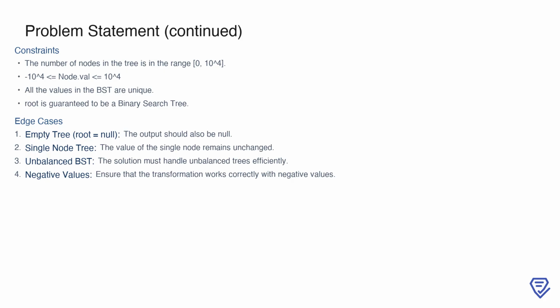Finally, let's review some important constraints and edge cases. The number of nodes in the BST can range from 0 to 10,000, so the solution must be efficient enough to handle large trees. Node values can range from -10,000 to 10,000. And since all values in the BST are unique, there's no risk of duplicates complicating the transformation. In edge cases such as an empty tree, the output should also be null. For a single node tree, the value remains unchanged. Additionally, the solution must handle unbalanced trees and negative values correctly, ensuring the transformation applies universally across all valid inputs.